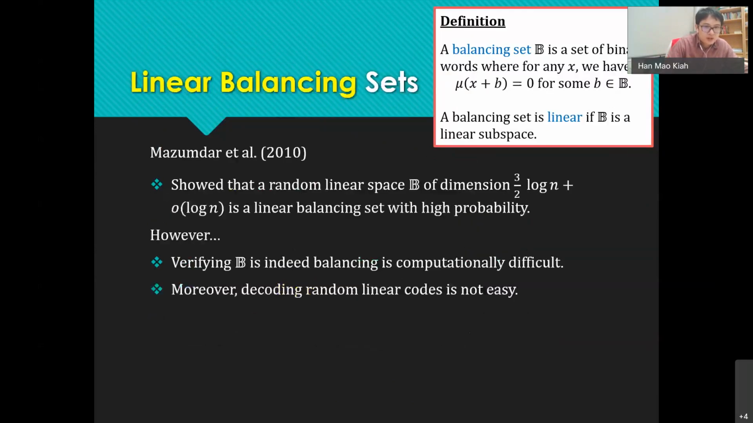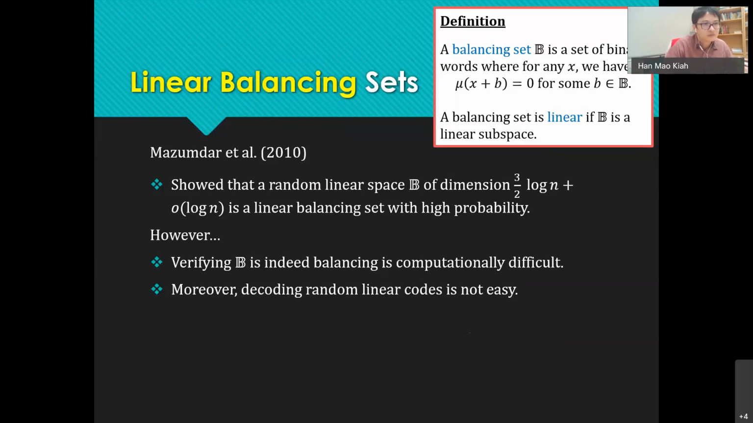Now, in the same work by Mazumdar et al., they actually showed that if you randomly pick a linear space of dimension 3/2 log n, with high probability, this is actually a balancing set. However, verifying that it is a balancing set is computationally difficult, and moreover, if you randomly pick a subspace, you actually have in essence a random linear code, and decoding a random linear code is not computationally easy.